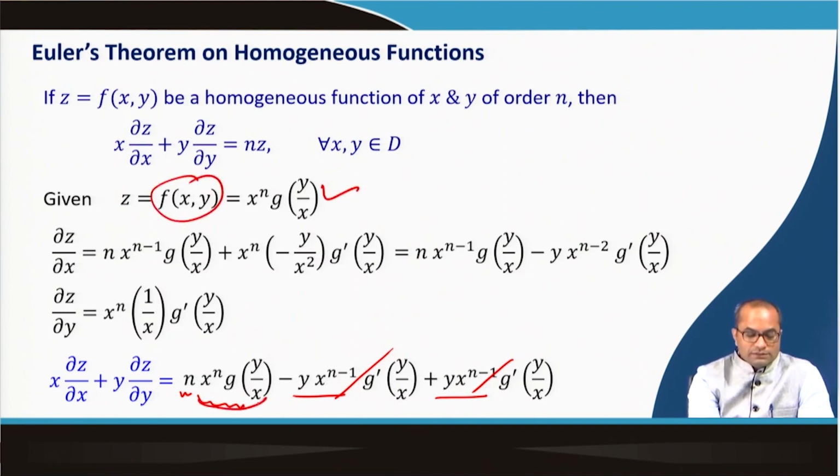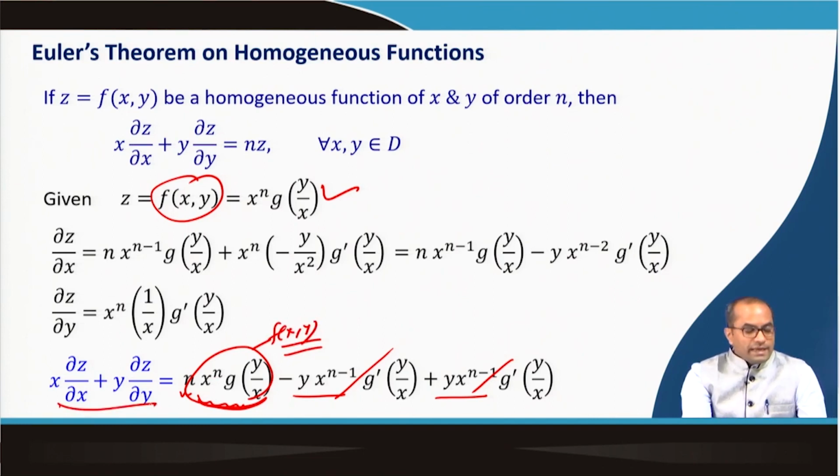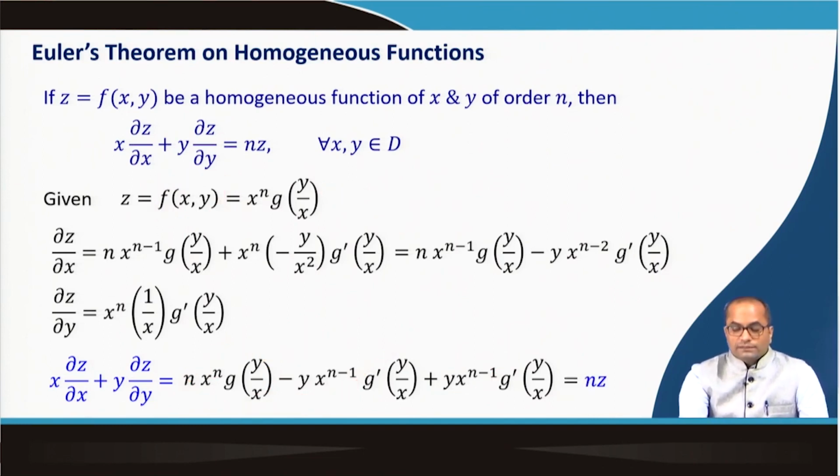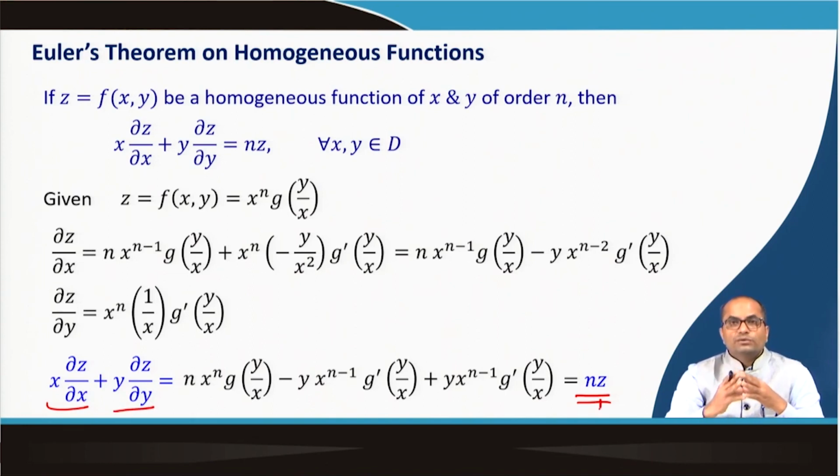So, this here is f x, this is f x y. So, this expression is n into f x y or n z. So, we have this result that x partial derivative with respect to x, y partial derivative with respect to y is equal to n into z.